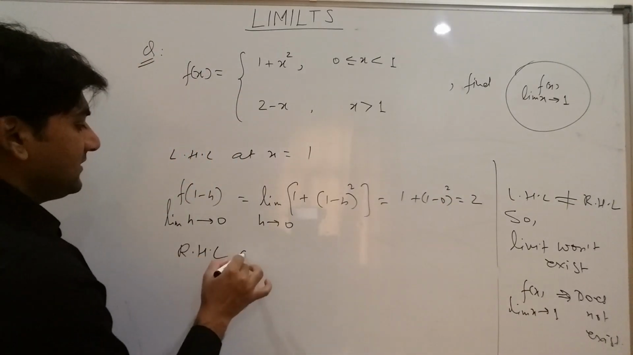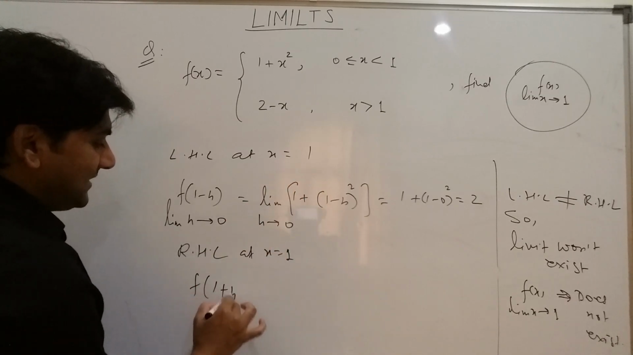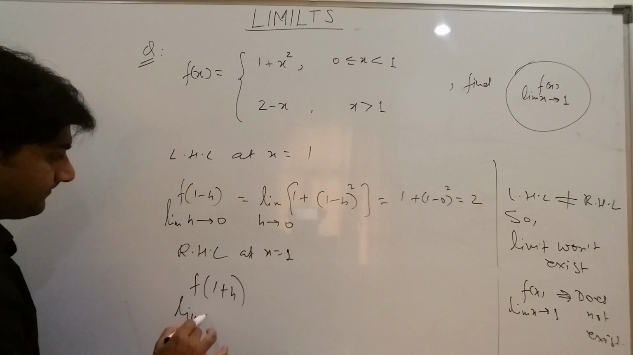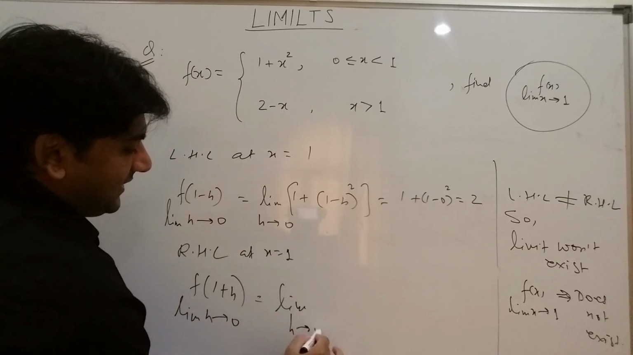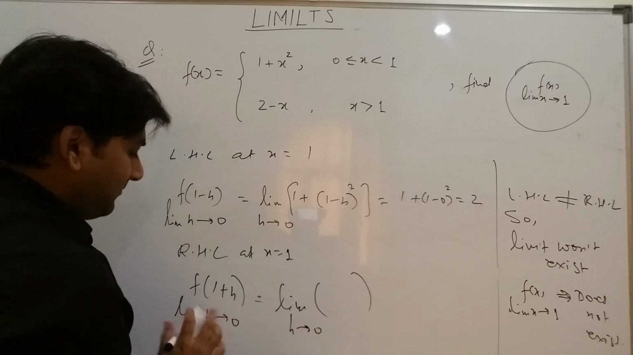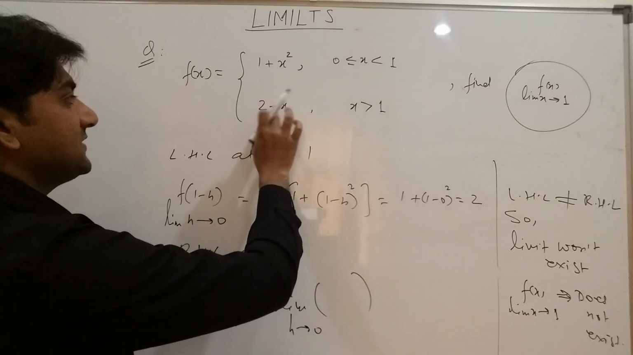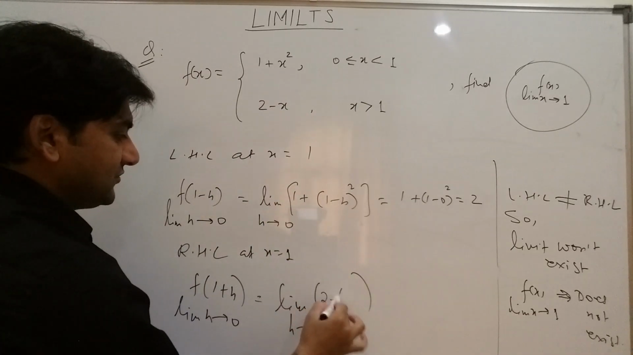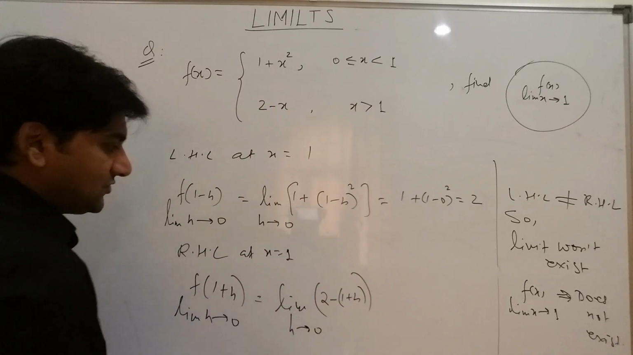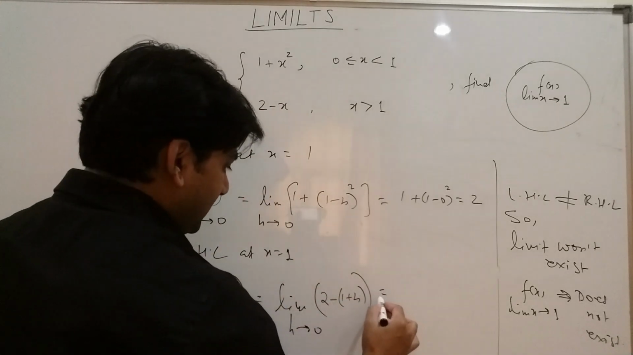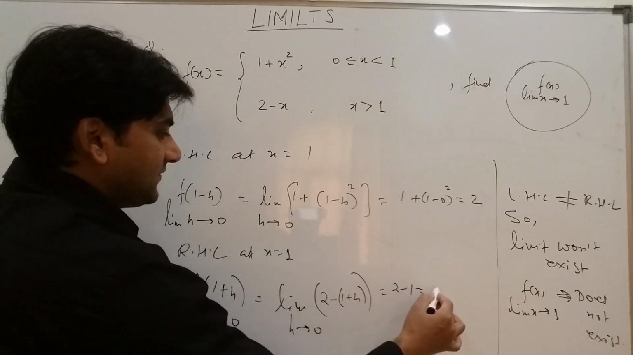Now the right hand limit at x equal to 1, that would be f of 1 plus h, limit h tends to 0. Now f of 1 plus h, by the way, is the right hand limit, x greater than 1. So I have to take the function 2 minus x. So this is 2 minus, and x will be replaced by 1 plus h. So this is 2 minus 1 plus h. So h is 0, so this is 2 minus 1, which is 1.